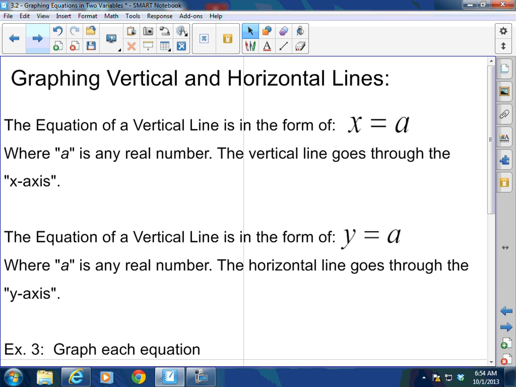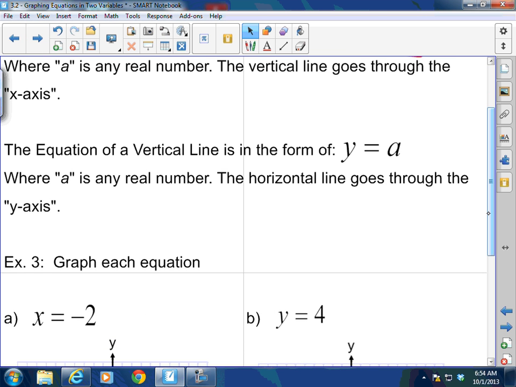All right, so let's talk about vertical and horizontal lines. The equation of a vertical line is in the form of x equals a, where a is any real number. The vertical line goes through the x-axis. So when you have an x equals equation, it is going to give you a vertical line. It is going to go through the x-axis. If you notice, when you have an x equals a equation, there is no y. So you don't even have to worry about the y-axis. It is just a value that is going through the x-axis. It is a vertical line.